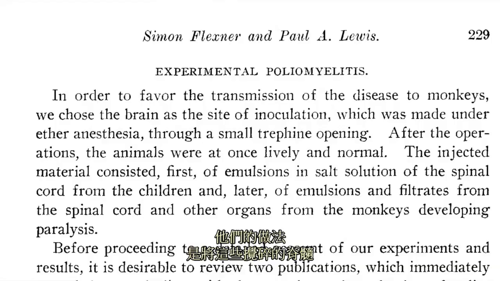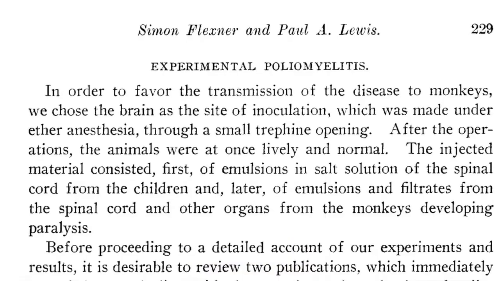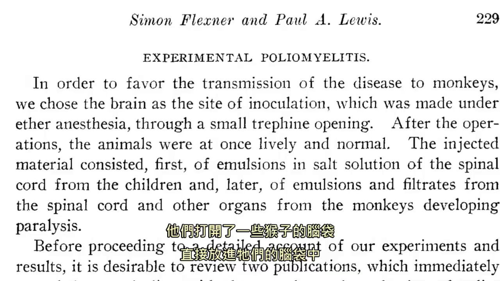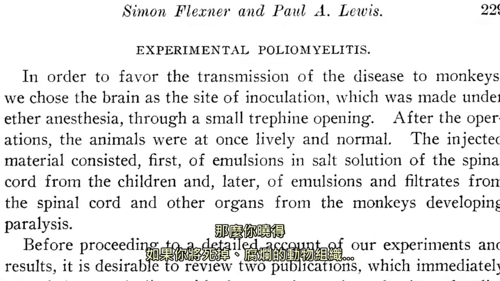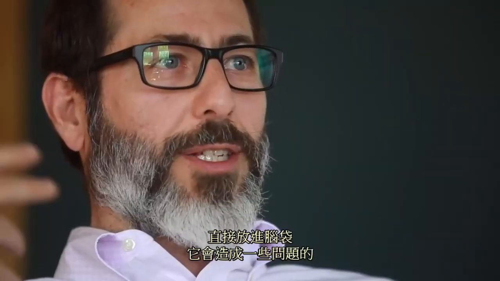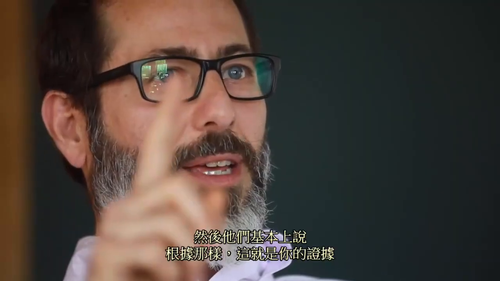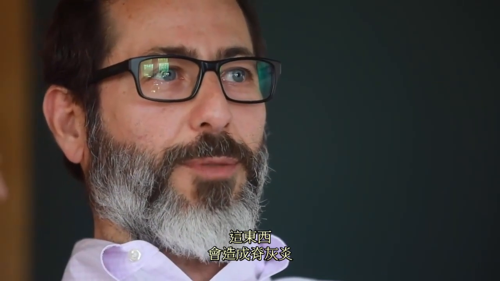So finally what they did was they took this chopped up spinal cord and they opened up the brain of some monkeys and put it directly in the brain. Well, if you put dead, rotting tissue from an animal directly into the brain, you know it's going to cause some problems. And it did, and they basically said, based on that, here's your evidence that this thing causes polio.